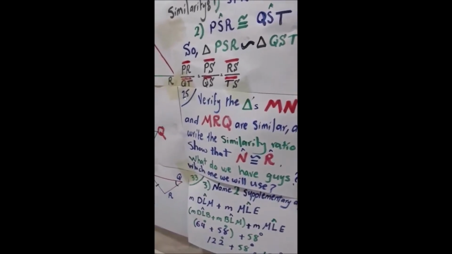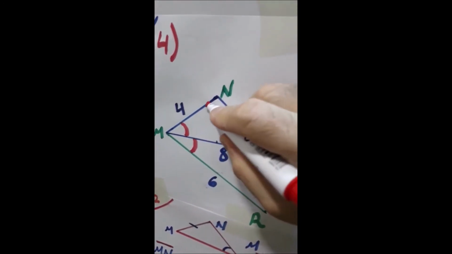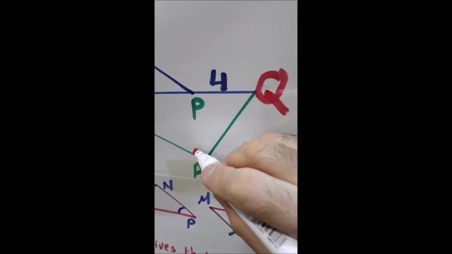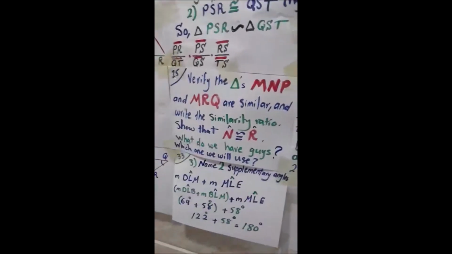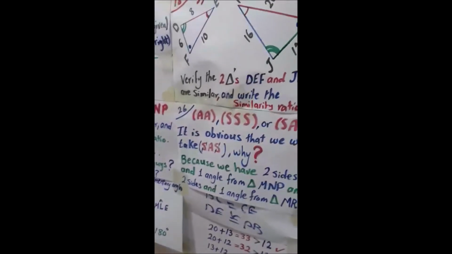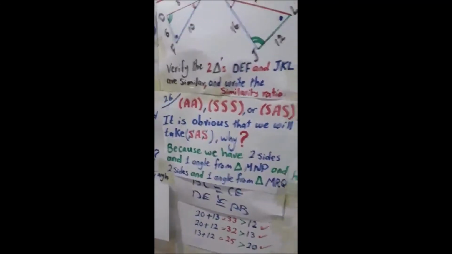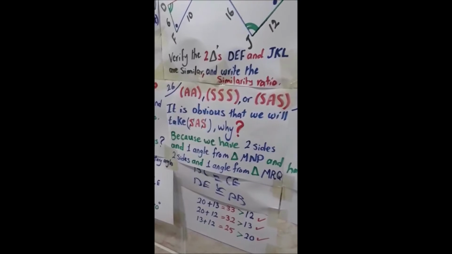And as usual, he wants from us to show that angle N and angle R are congruent. So what do we have, guys? Which one will we use again? Do we have to use angle angle or side angle side to verify that these two triangles are similar? So now I say it's obvious, guys, that we will use side angle side.